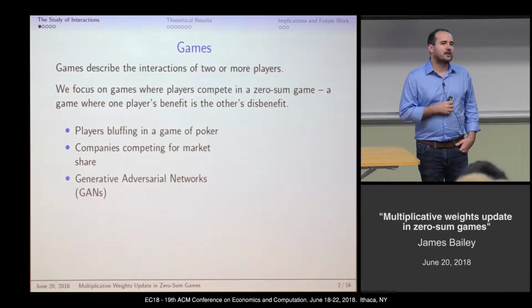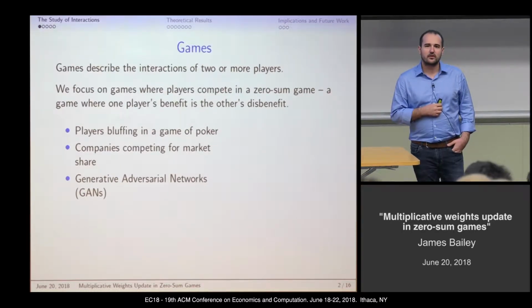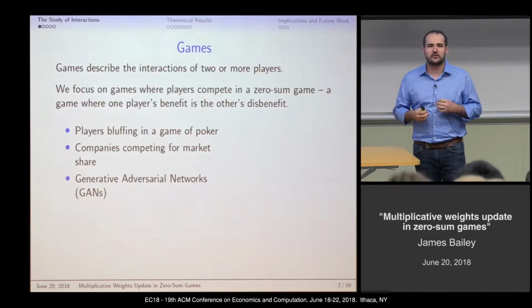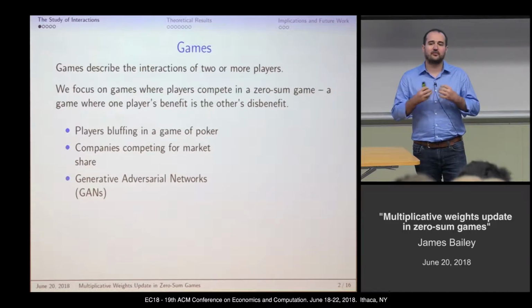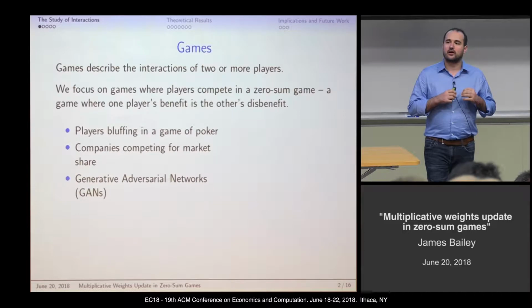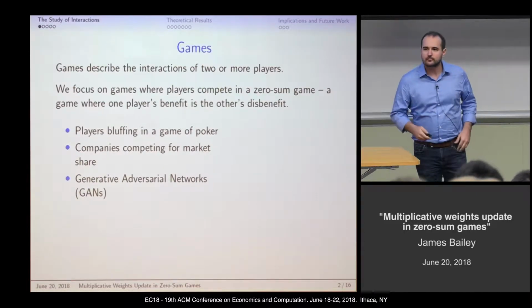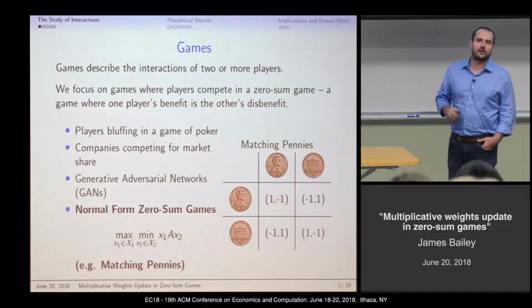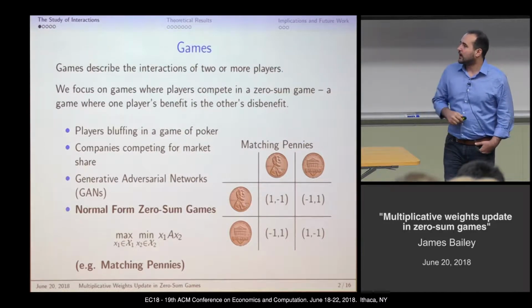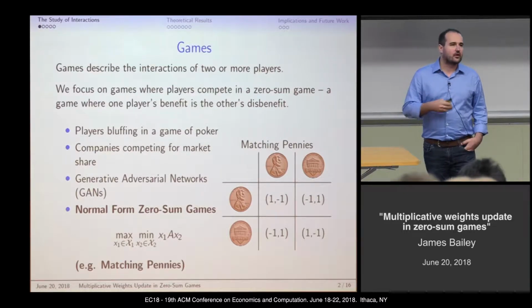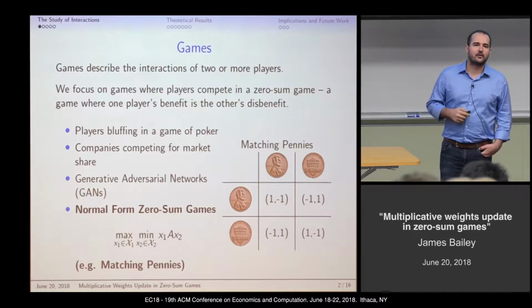There's, of course, this popular setting of generative adversarial networks. For instance, you can think of two competing networks, one that tries to distinguish between virtual images and real images, and the adversarial network that actually tries to generate virtual images that are indistinguishable from the real ones. But specifically in this talk, we're going to be focusing on normal form zero-sum games, where we have a payoff matrix, and one player is going to try to maximize the payout, and the other will try to minimize it. Common examples are rock, paper, scissors, matching pennies.